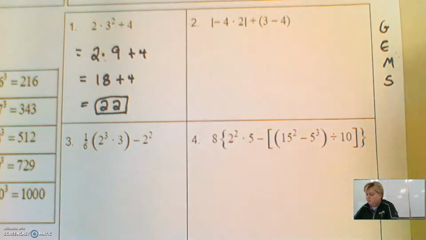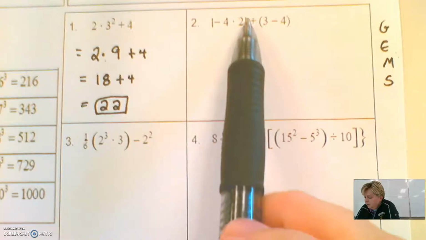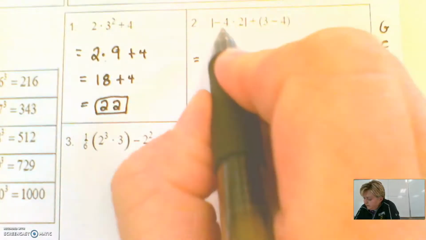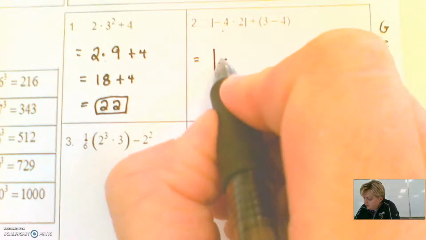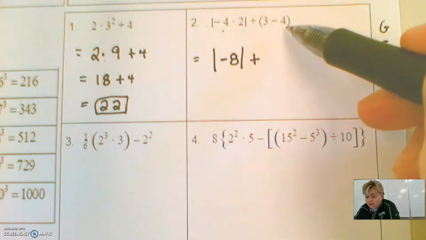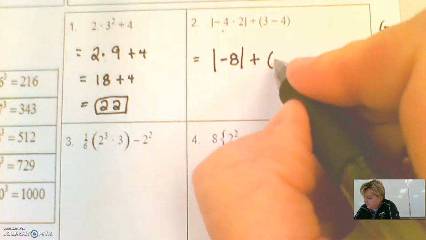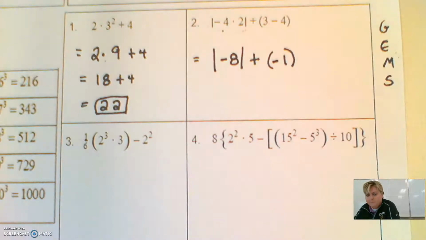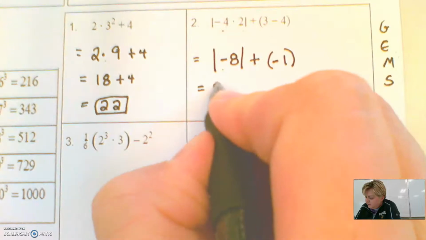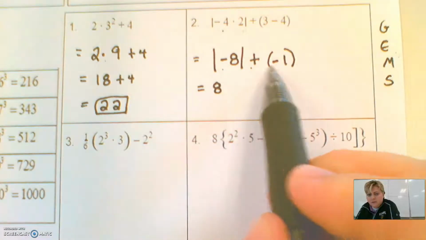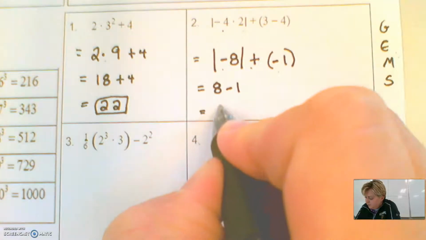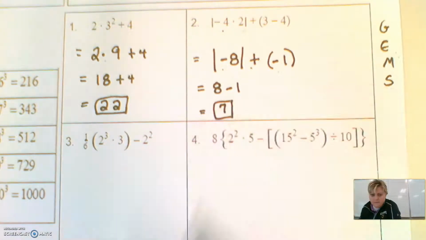All right, problem 2. Grouping. You have absolute value. Negative 4 times 2 is the absolute value of negative 8. Another grouping, 3 minus 4, is negative 1. All right, the absolute value of negative 8 is positive 8, plus negative 1 is minus 1. So 8 minus 1 is 7.